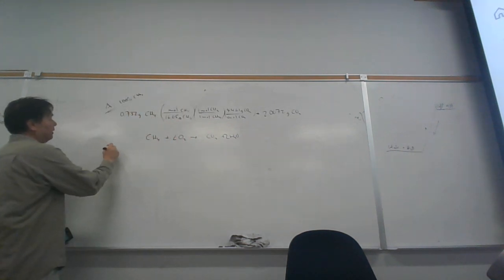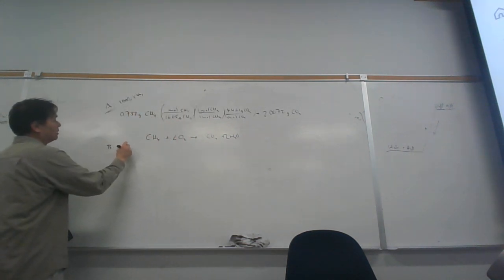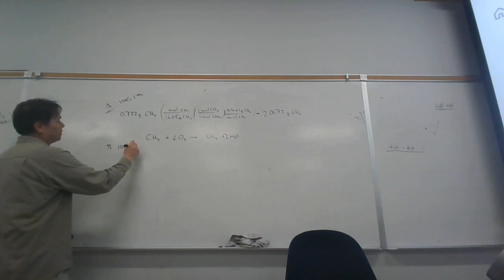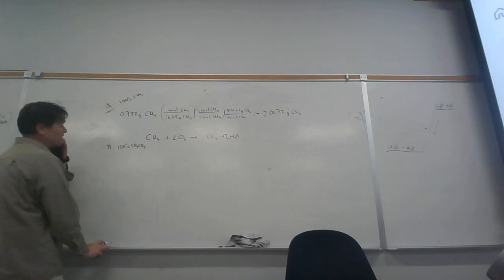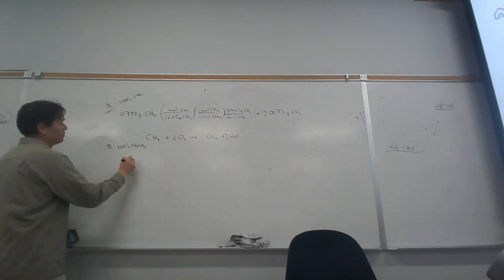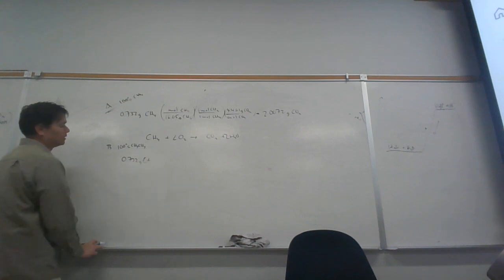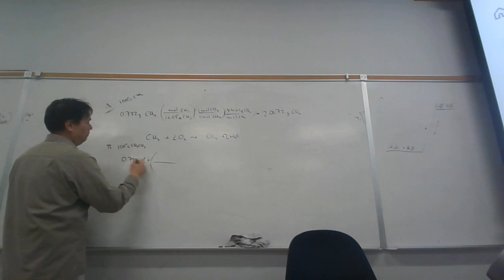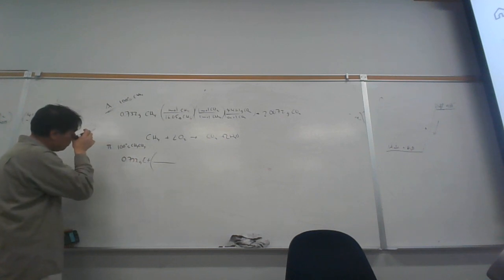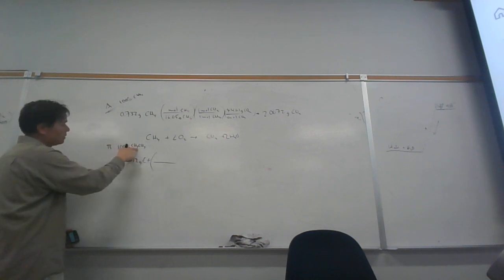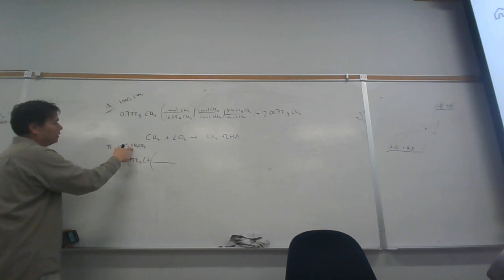Okay, then B, we'll assume 100% ethane. Should be C2H6. And so 0.732 grams of ethane. Ethane, I'm just going to write ET. Ethane. And so 2 carbons is 24, and then plus 6 is 30.